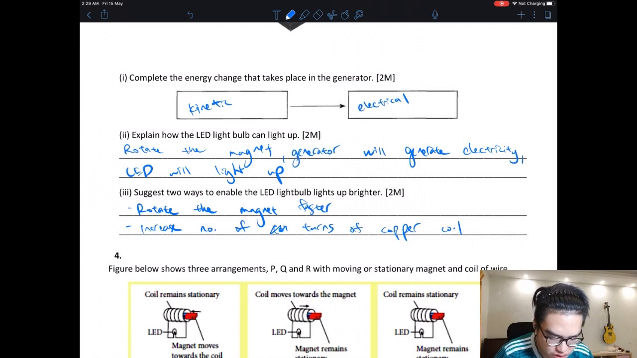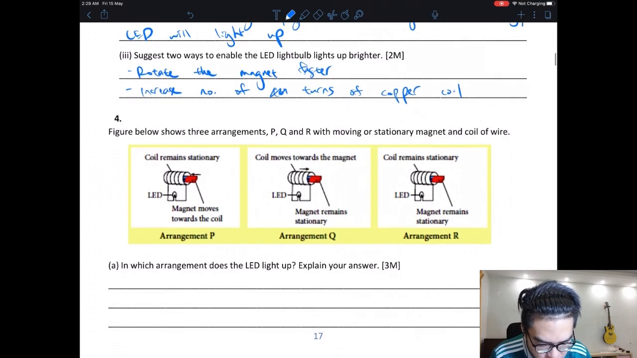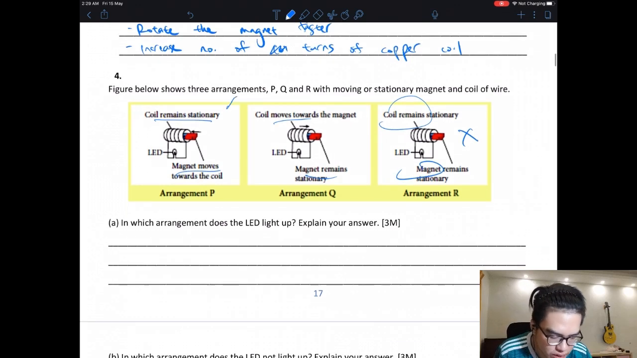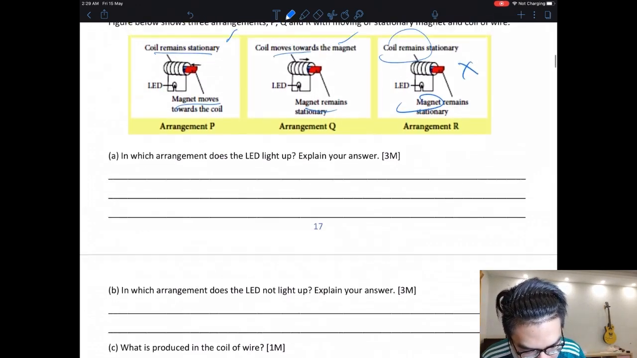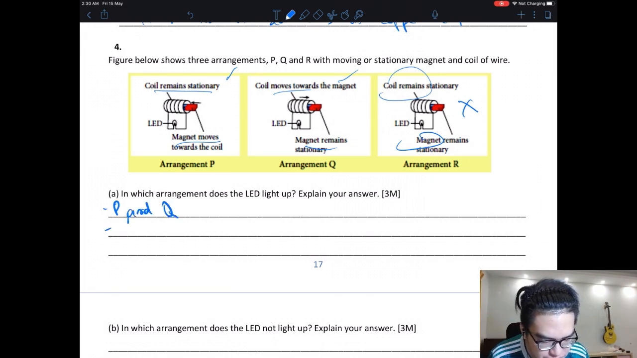The figure below shows three arrangements, P, Q, R, with moving or stationary magnet. In this one, the coil doesn't move, the magnet moves. In this one, the coil moves, the magnet doesn't move. In this one, both don't move. Of course, this is not going to create anything. These two are going to create electricity. In which arrangement does the LED light up? P and Q.